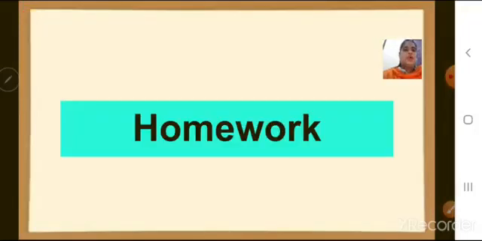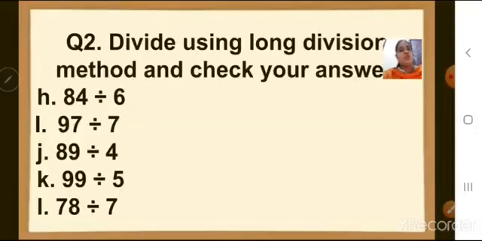Now it's time for homework. For homework children, we have the rest of the sums from question number 2. Okay. So first you are going to divide and then you are going to check whether the answer is correct or not with the help of the formula.